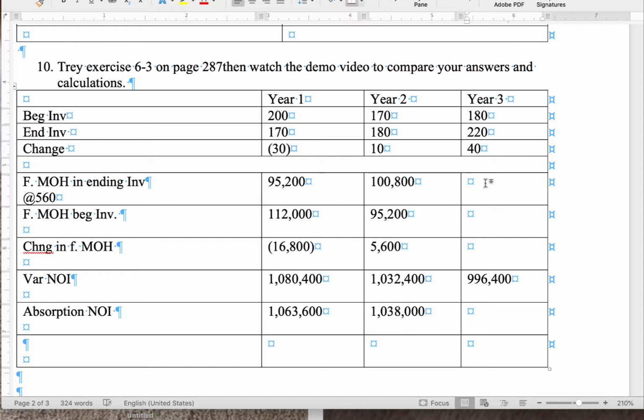I'm going to do the same thing for year 3. Ending inventory has 220 units in it. 220 units times the fixed MOH of 560 gives me $123,200. I then calculate how much fixed MOH is in beginning inventory of year 3. The number of units in my beginning inventory is 180, times my $560 fixed MOH, and I get $108,000.